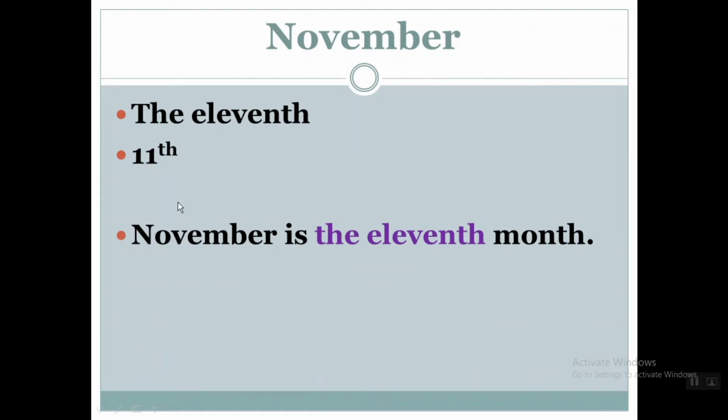Now it's November. Again, November. It's the 11th. Again, we can write it like number 11 and TH. The 11th. So November is the 11th month.